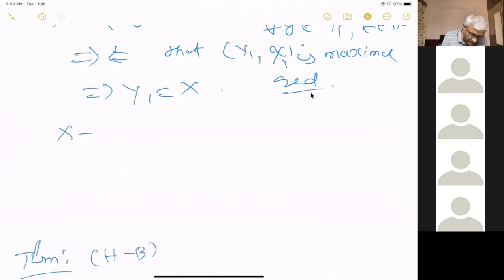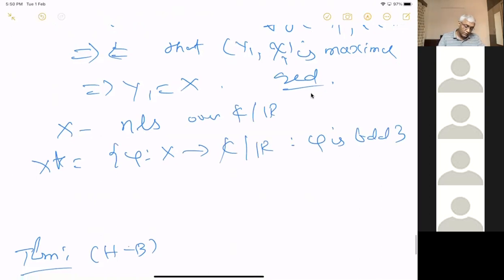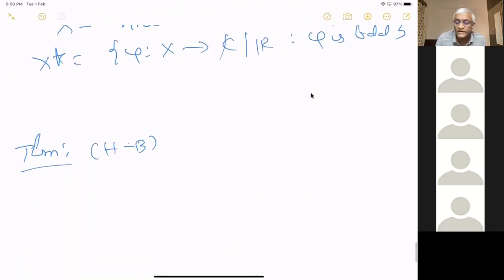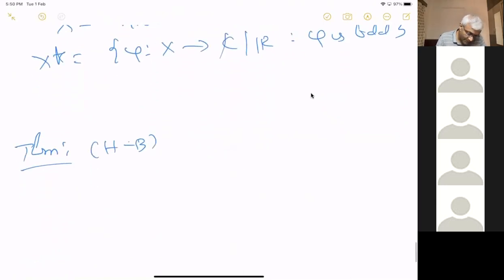So X is a normed linear space. Then X star equals all those phi from X to C, over C or R, such that phi is bounded. All bounded linear functionals, I'm calling it X star. So we still do not know whether X star is non-trivial. I mean, the zero functional is there. Apart from that, whether there is anything, we don't know. So for that, we use the Hahn-Banach theorem.